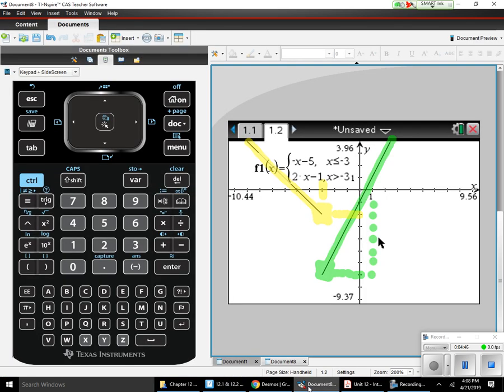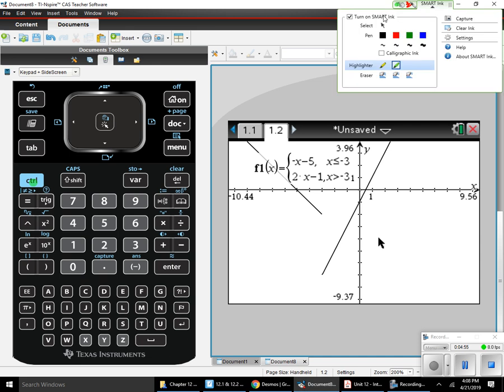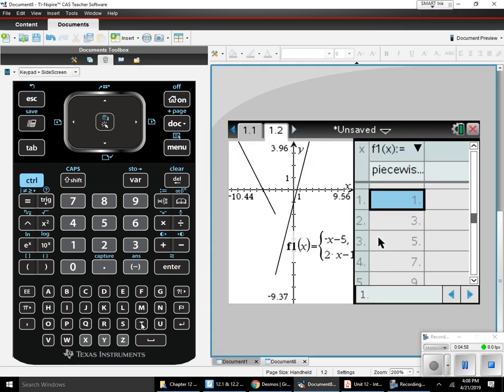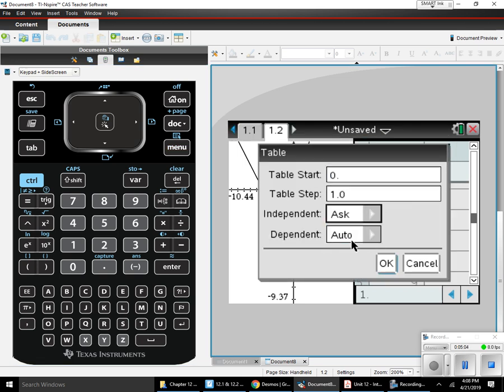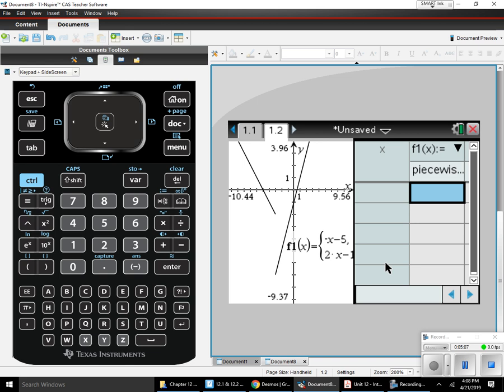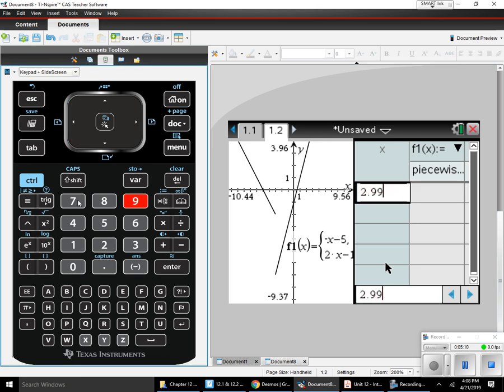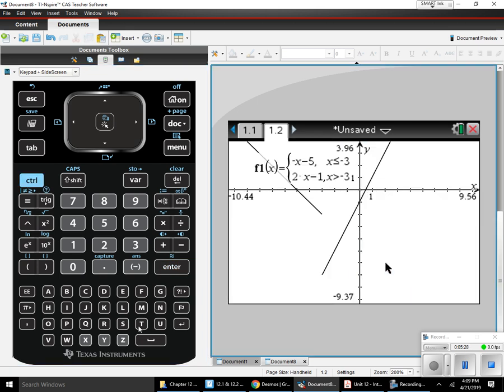When you have a nice clear graph like this one here, you don't need to bring up the table to get those values. You certainly could if you wanted. Remember Control T is our hotkey for bringing up a table. Of course, then you would have to go ahead and set that table to being ask instead of auto. So it would be a bit more work to do it this way. You would enter -2.997, -2.998, and -2.999, to see that on the right-hand side, this graph does approach -7. If you can avoid the table, I recommend doing it because it is a bit cumbersome. The graph here is just fine.